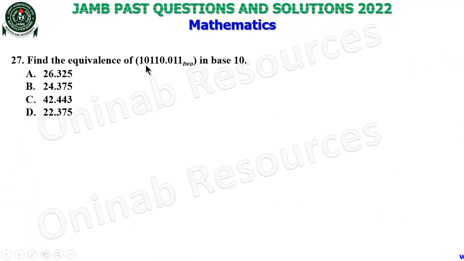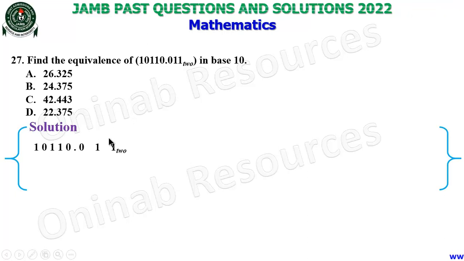Find the equivalence of 10110.011 base 2 in base 10. So we have to convert this base 2. We call it a decimal number. The one with a point is a decimal number. So in our solution, we are going to split this into two, the whole number part and the decimal part.